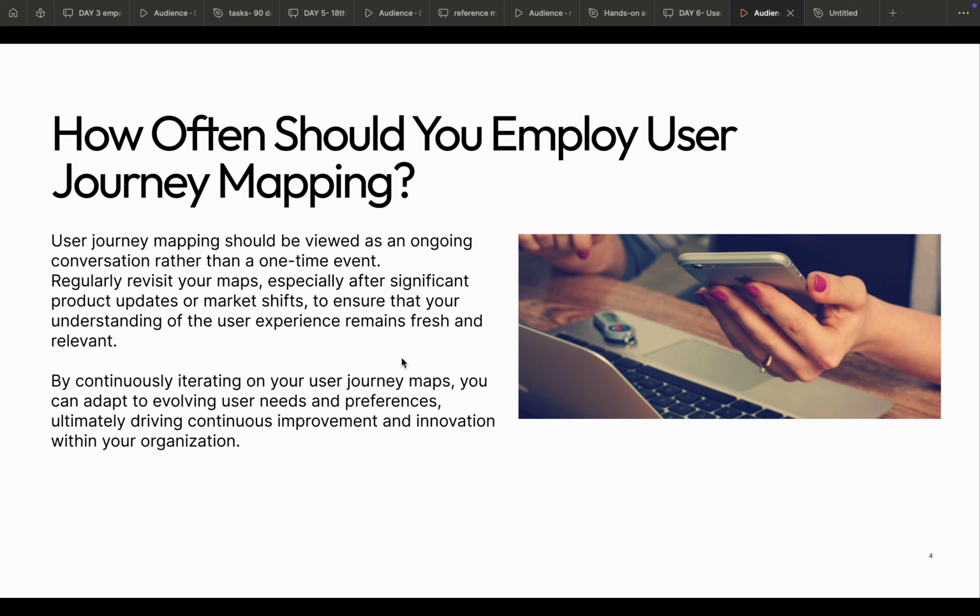ஸோ நம்ம வந்து ஆப்பில் வேறு ஏதாவது ஃபீச்சர் எடுத்துகிட்டு வரோம் அப்படின்னா we should update the user journey map as well. So this could help us in remaining relevant to the product that we have designed. And we could also iterate on the user journey map, and we can also adapt to the changing user needs and their preferences.